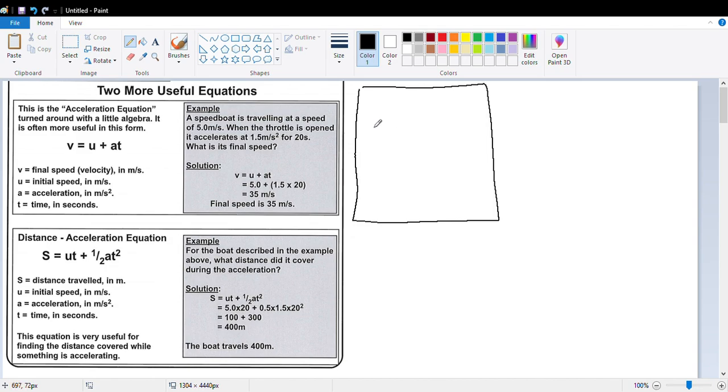We've got our speed formula, or velocity formula, where the velocity has to do with the distance in reference to time. We also have our acceleration formula, where the acceleration is equal to the change in speed over the change in time.